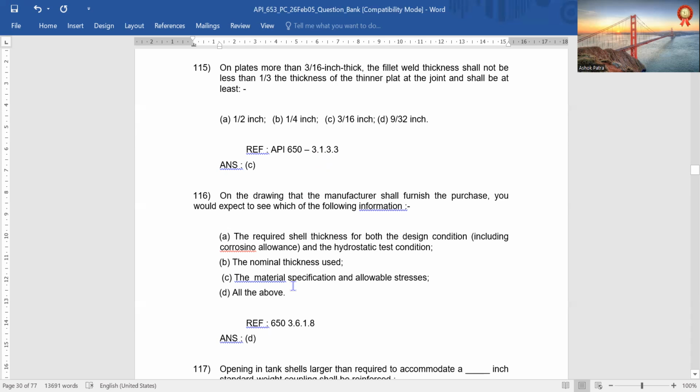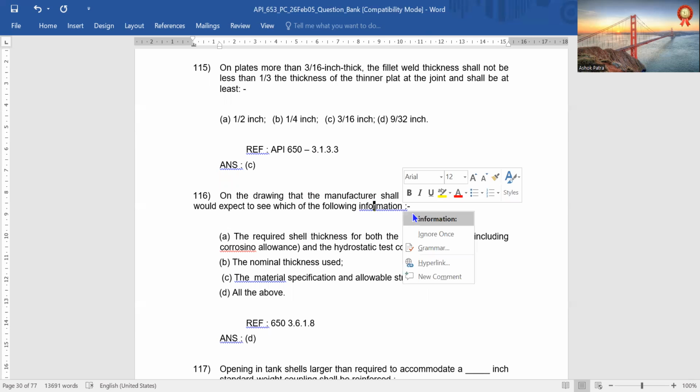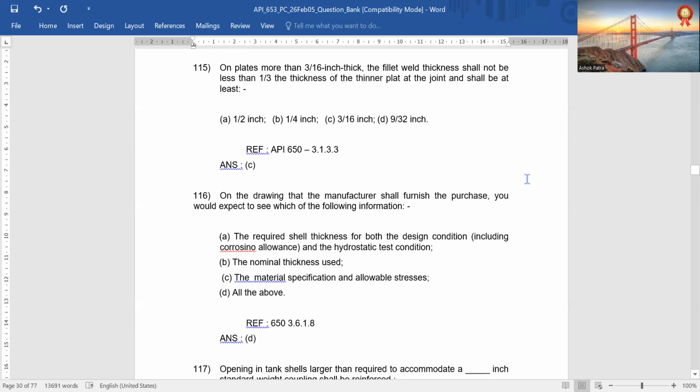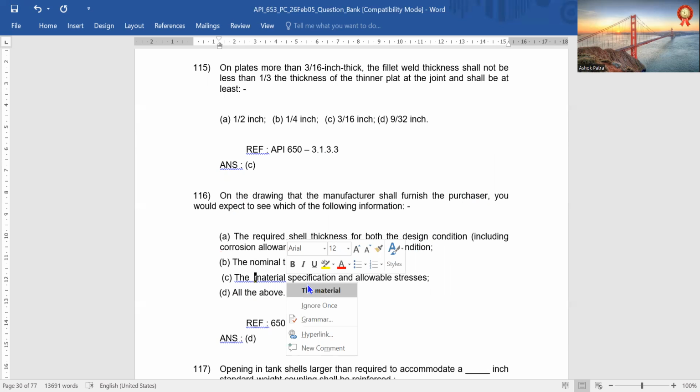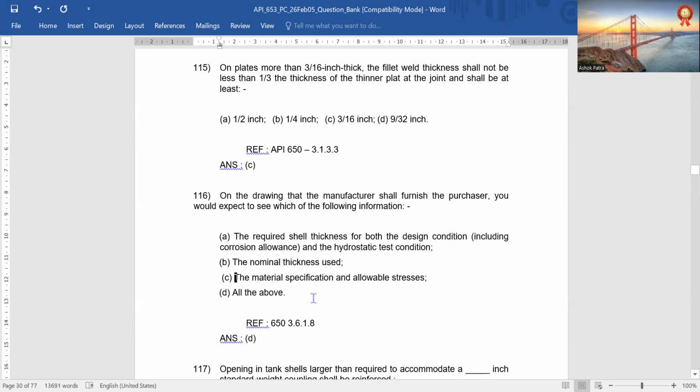On the drawing that the manufacturer shall furnish the purchaser, the purchaser would expect to see which of the following information: the required shell thickness, both design condition including corrosion allowance and the hydrostatic test conditions, the nominal thickness used, the material specification and allowable stresses. All of the above.